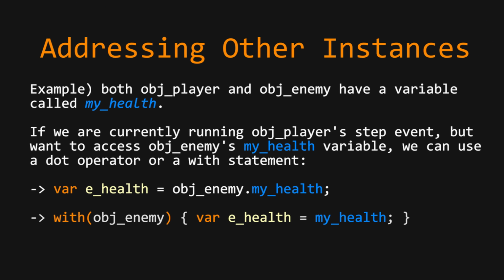So finally, I want to discuss one other really handy use of local variables. There are probably going to be times that you want to address other instances in your code block, for example, to get their position or health value. And generally, we achieve this by using the dot operator or using the with statement or other. But it's important to realize that these jumps between different instances can be costly.